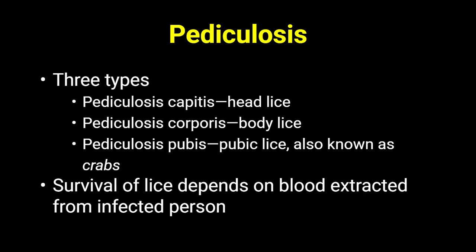Pediculosis corporis is body lice, which typically live in clothing and move to the skin to feed. It is more common in situations with poor hygiene or overcrowding. Pediculosis pubis is pubic lice, also called crabs, and is usually spread through sexual contact. The hallmark symptom is intense itching, which occurs because the body reacts to the louse's saliva. Children may also have scratch marks or secondary bacterial skin infections from excessive scratching.